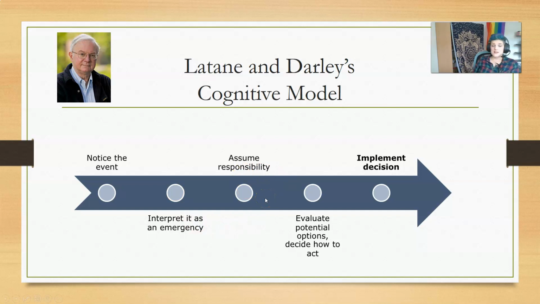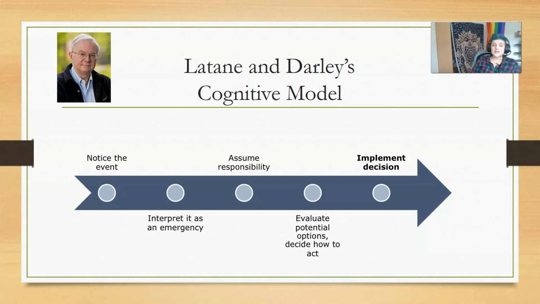Assuming responsibility. So, are there other people around? Are other people helping? Do they need your help? Are other people ignoring them? You evaluate the potential options, so you could approach and help, you could call for help, you could call an ambulance, or you could walk straight past. And then implementing the decision, so how you actually behave.